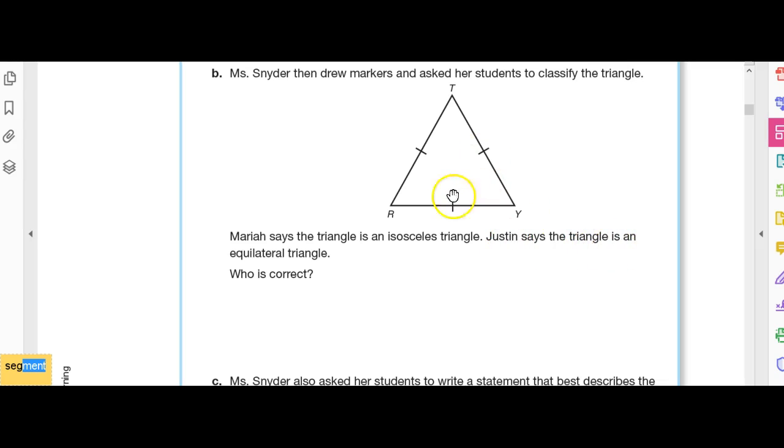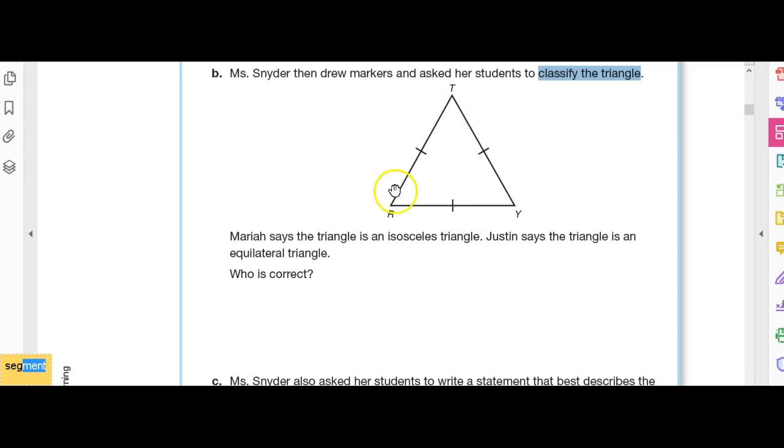Justin says it's equilateral, igualado, right? So all three sides, equilateral. And Justin is also correct. It is equilateral. So when it says who is correct, the only thing that really makes me say Justin is more correct is because it's asking us to classify. And whenever they ask us to classify an object, they don't want us just to give it a name that, sure, it's true. They want us to give it the most precise and correct name.